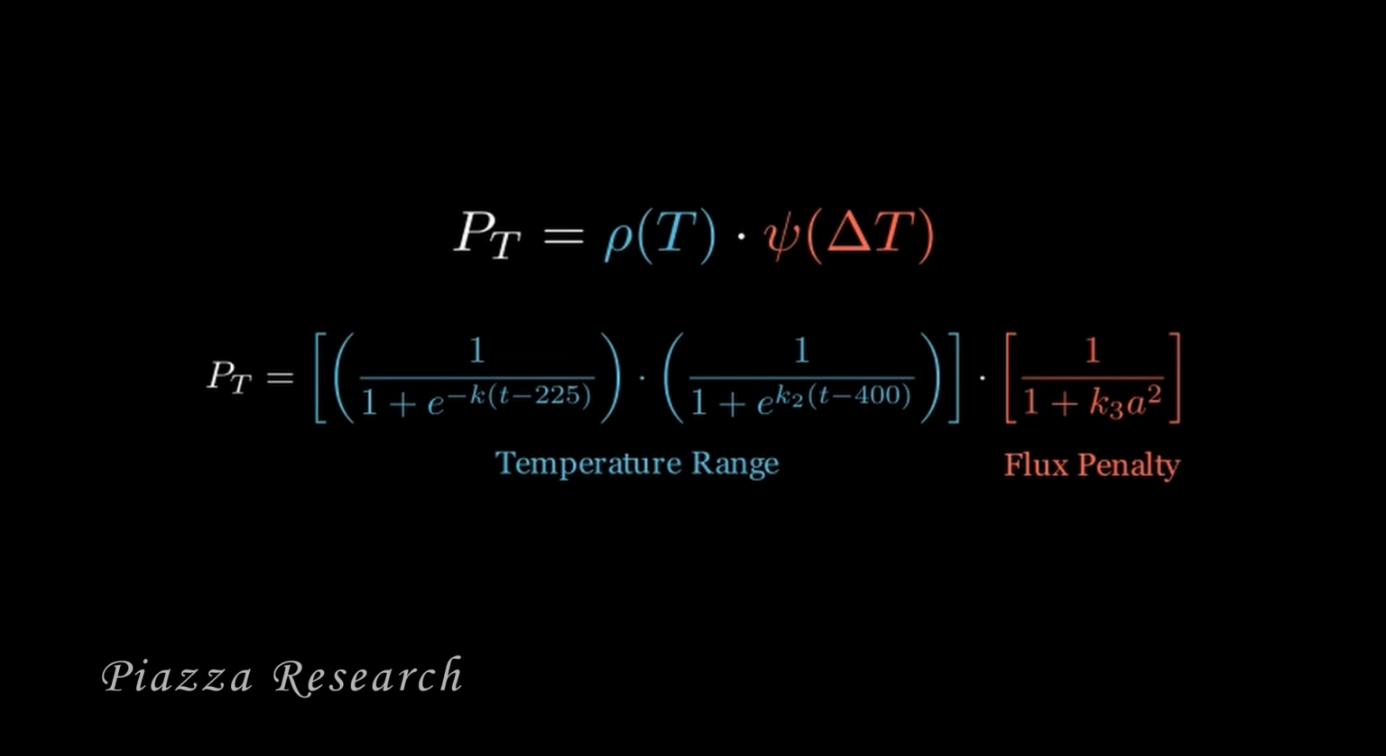Now, an ideal temperature range is around 225 Kelvin at the lower bound and 400 Kelvin at the upper bound, and then it tapers off on both sides. One side might be steeper than the other, specifically the cold, so the lower bound is going to be steeper than the upper bound as it begins to slope downward.